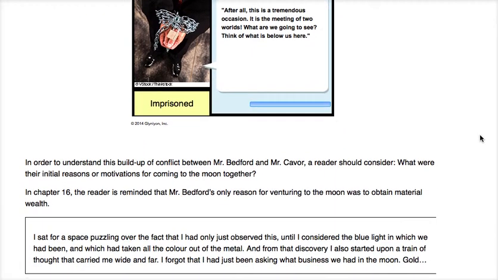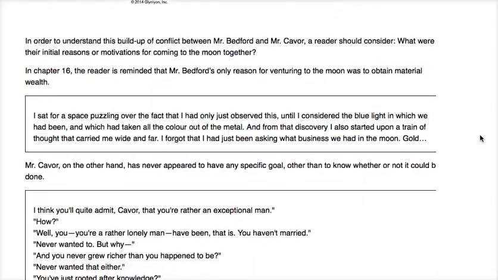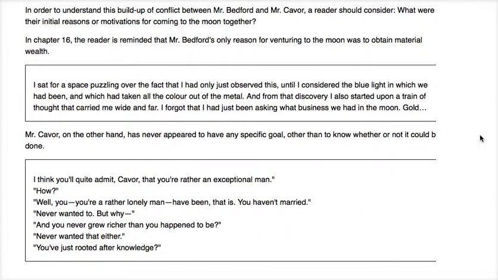So let's keep going. To understand this buildup of conflict between Mr. Bedford and Mr. Caver, our readers should consider what were their initial reasons or motivations for coming to the moon together. In chapter 16, the reader is reminded that Mr. Bedford's only reason for venturing to the moon was to obtain material wealth or riches.